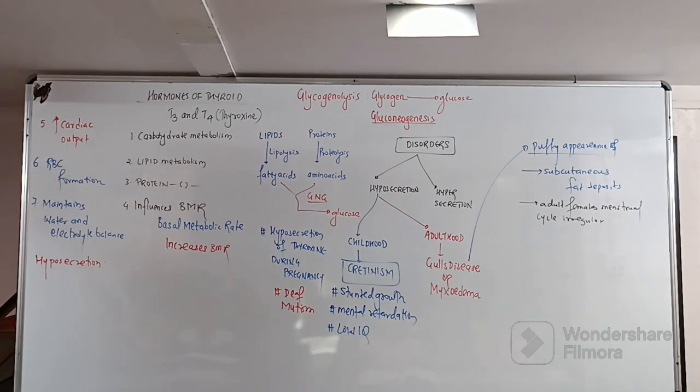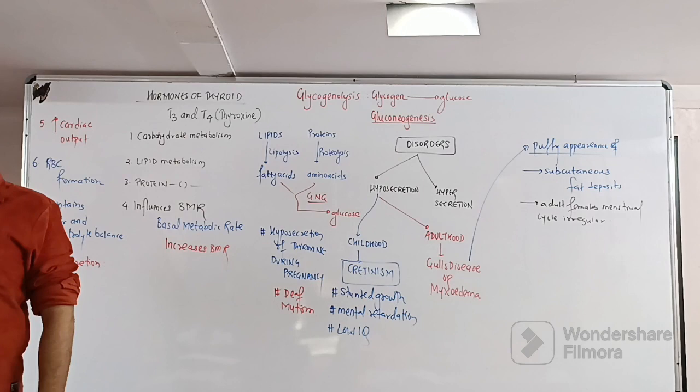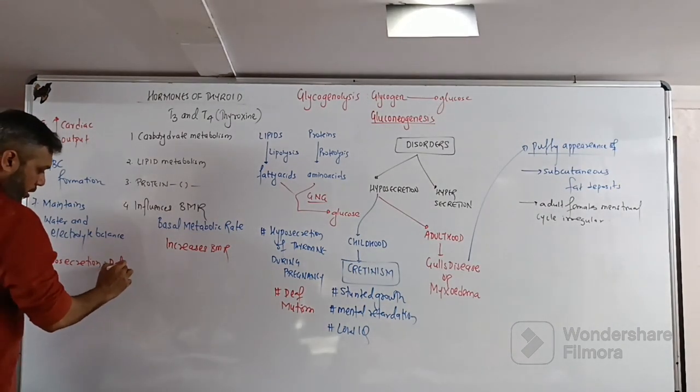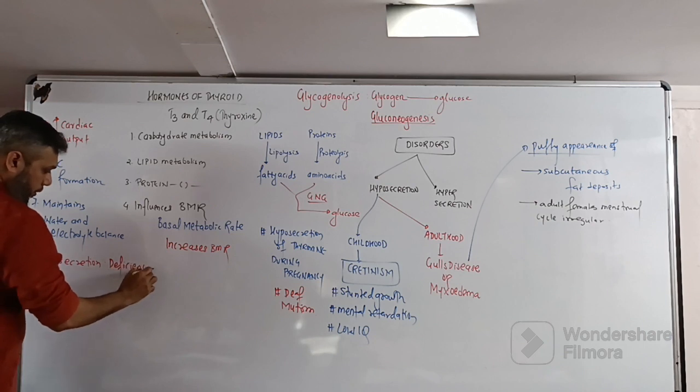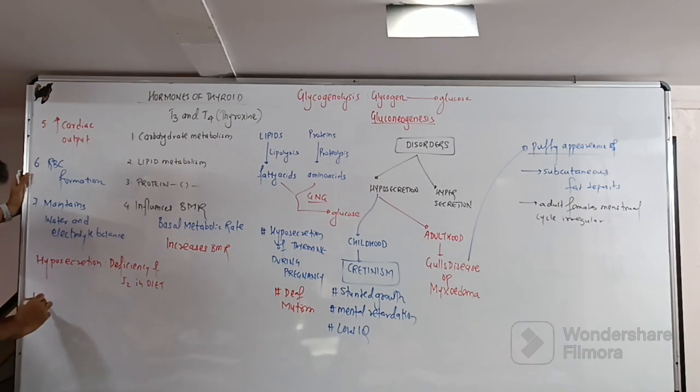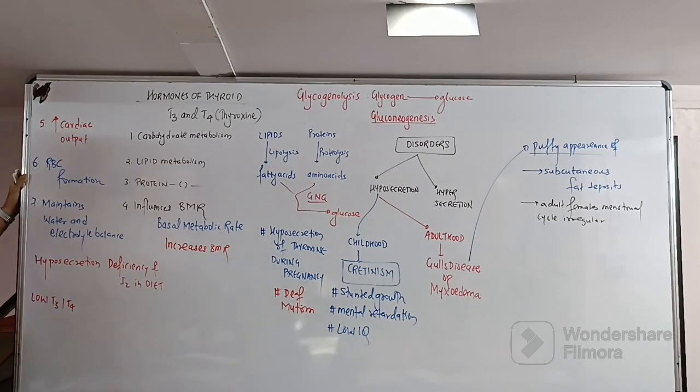Okay. Other than that, there is a condition of hyposecretion which is due to deficiency of iodine in the diet. If a person is having deficiency of iodine in the diet, okay, what will be the repercussions? कि अगर एक इंसान है उसके डाइट में आयोडीन कम है तो होगा क्या? उसके ब्लड के अंदर थायरॉक्सिन का लेवल ज्यादा होगा कि कम होगा बच्चों? कम होगा.